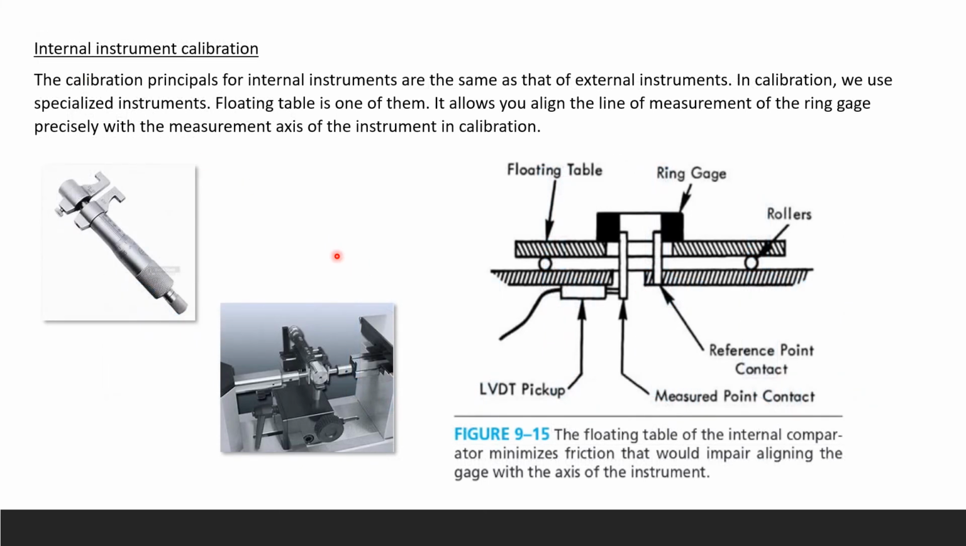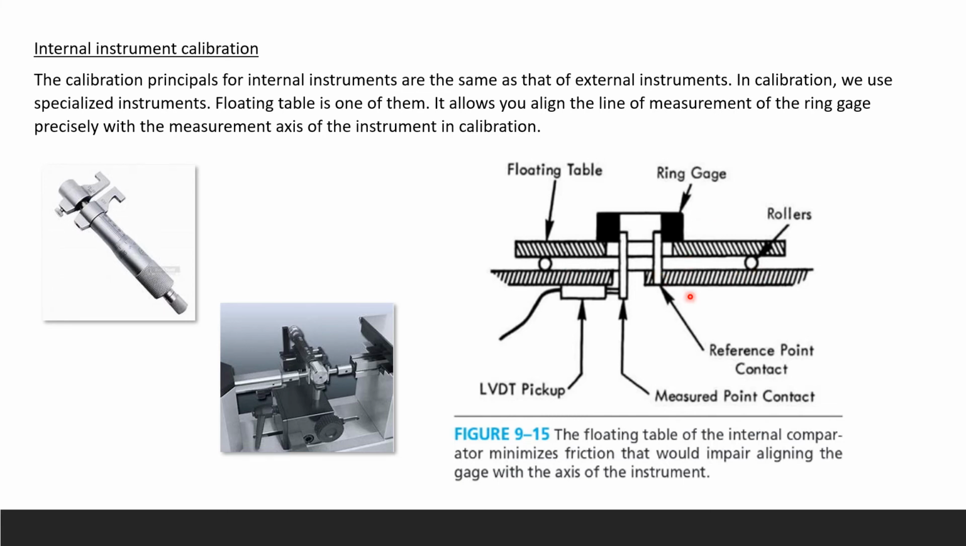Internal instrument calibration: those we use to measure internal measurements. How do we do calibration for the internal instrument? It's the same calibration principles that we follow for external ones. In calibration, we use specialized instruments. Sometimes you have to use a floating table, which is one of them. It allows you to align the line of measurement, in this case using a ring gauge, precisely with the measurement axis of the instrument in calibration.